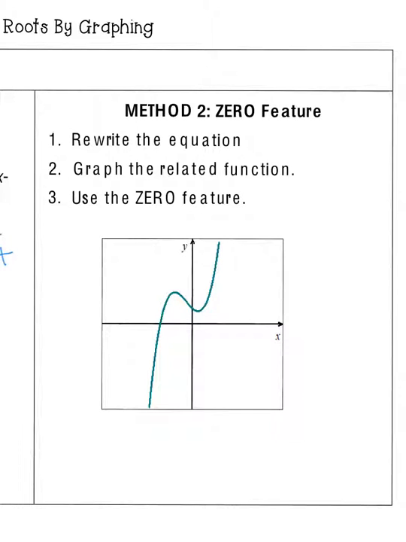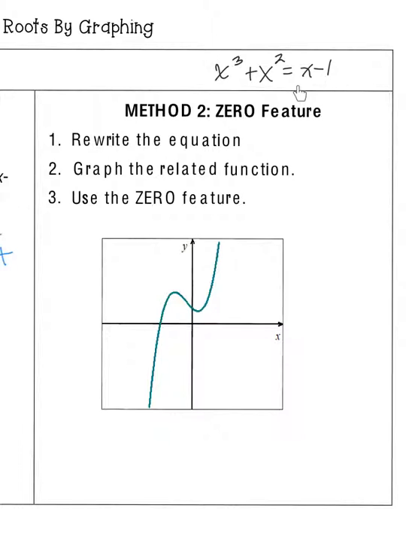Method 2 is your 0 feature on the calculator. This is the feature that I prefer. So what you're going to do is you're going to take that same equation, I'm going to write it up here, you're going to do what we did all along when we were factoring.